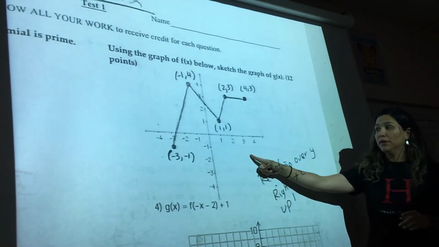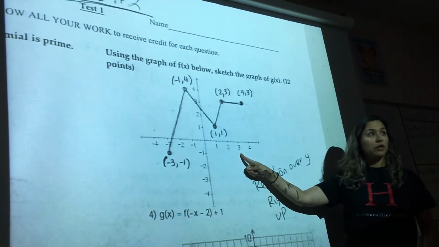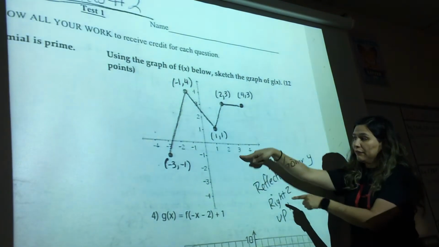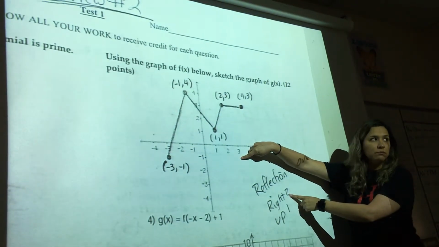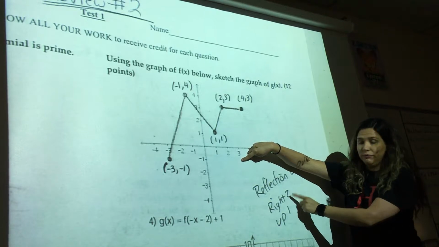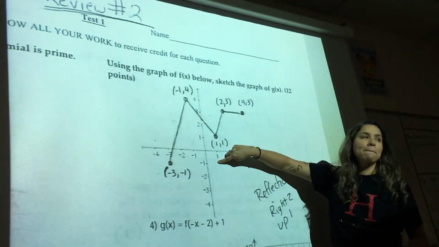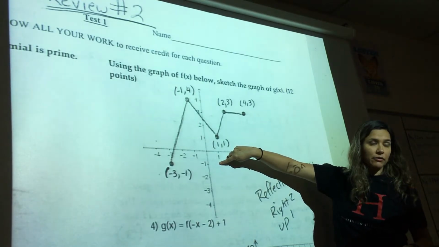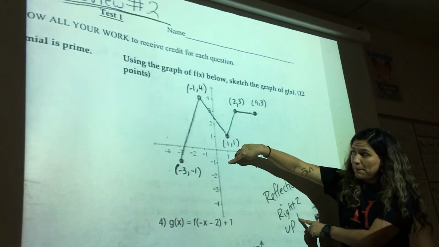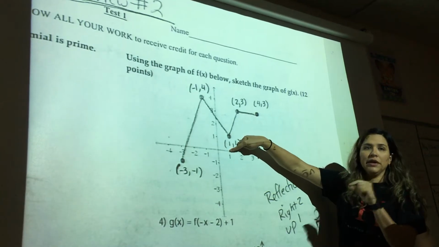-3, -1. 3, -1. It's going to be right here at 3, -1. Do you agree? Yes. But then, after I reflect it, I still need to move it where? Up 1. To the right 2. So I'm going to move to the right 2. So now where am I? 1, -1. But then I still need to move it where? Up 1. So where do I end up?